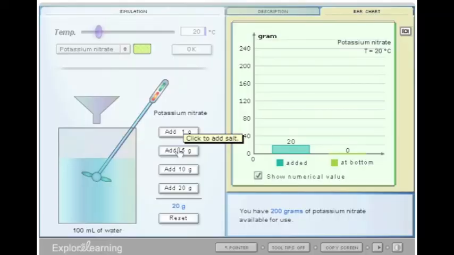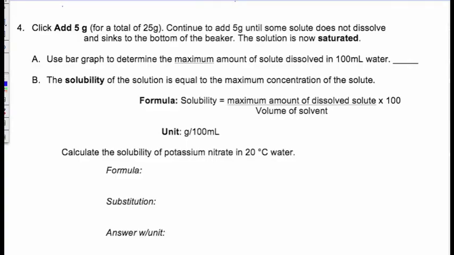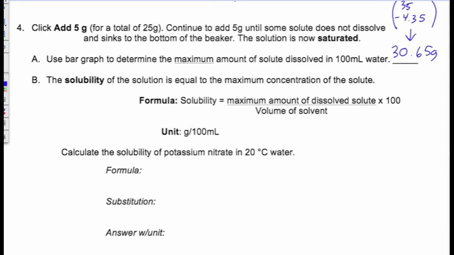We can observe this by adding a lot of potassium nitrate into the beaker of water, and at some point you will see that there's leftover powder at the bottom. Not all of it has dissolved. We put in 35 grams, but there's 4.35 at the bottom. Now the solution is said to be saturated. We can find its solubility, which is the maximum amount of solute dissolved in the 100 milliliters of water. We were able to put in 30.65 grams of solute because we put in 35 grams and 4.35 grams sank to the bottom. So we subtract and get 30.65 grams was the maximum amount.